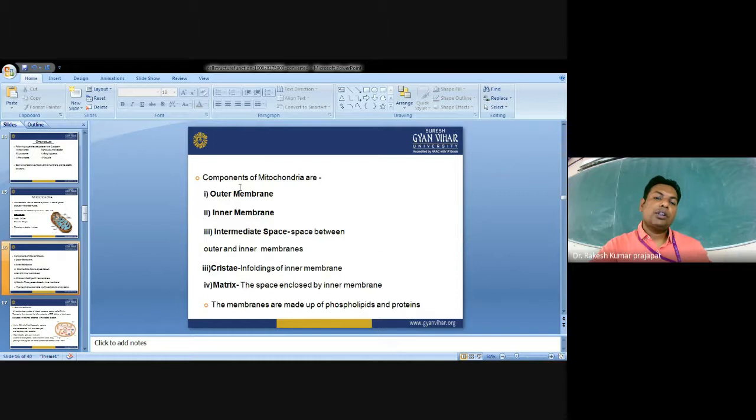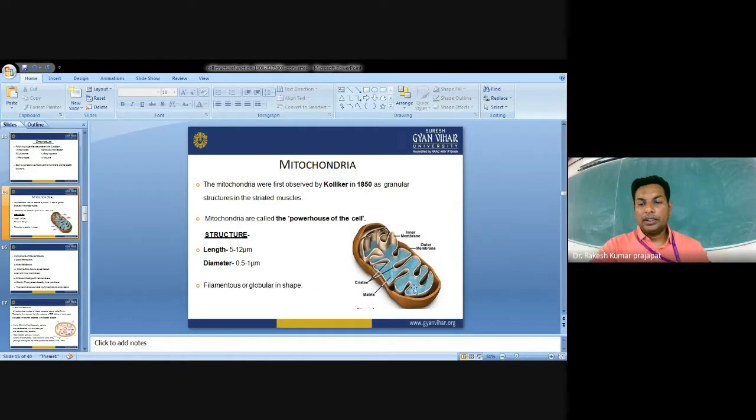If we talk about the components of mitochondria, mitochondria contain an outer membrane, an inner membrane, and an intermembrane space. That is the space present between the outer and inner membrane. You can see in the picture there is a space. This space is known as the intermembrane space. The space present between two membranes is known as the intermembrane space.